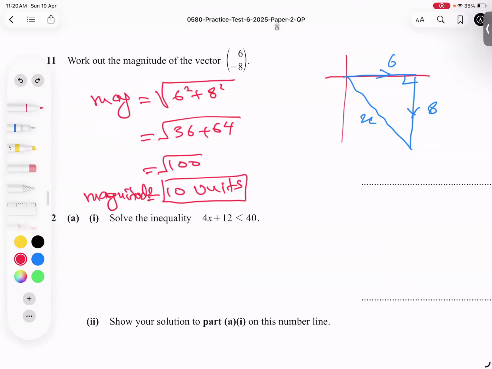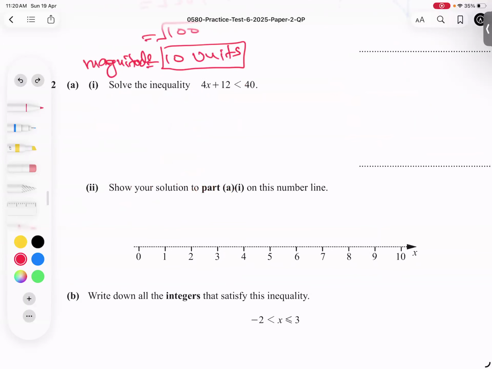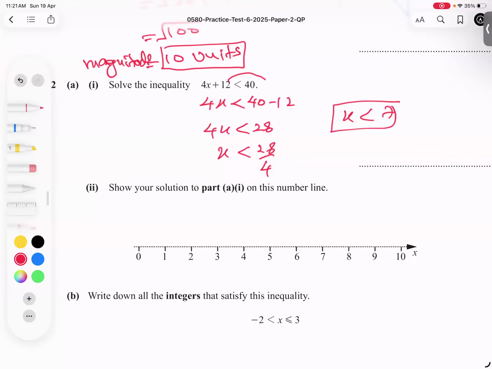Next question, the student is asking to solve this simple basic algebra. If you assume it as an equal sign or same thing, no problem. 12 goes there, so 4x is less than 40 minus 12. If I subtract, I got 28. Then divide 28 by 4, and I get x is less than 7. 4 sevens are 28. This is done.